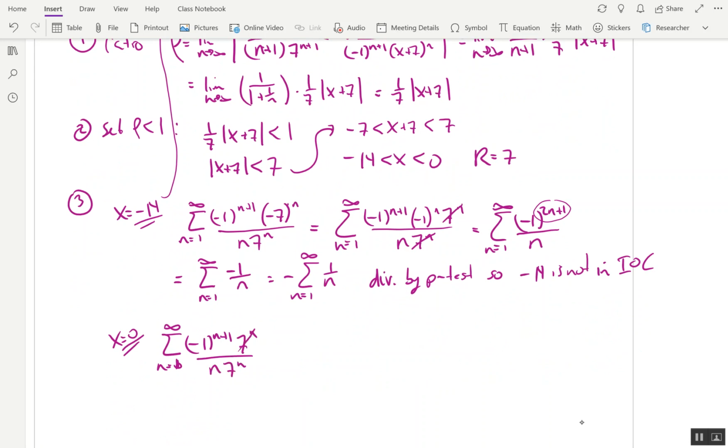So this is a little more straightforward. Those cancel, and I end up with the sum, n equals 1 to infinity, of (-1)^(n+1) over n. That is alternating, because (-1)^(n+1) is going to go plus, minus, plus, minus, plus, minus. So I can use the AST with u_n equal 1 over n. That's a sequence without the minus sign.